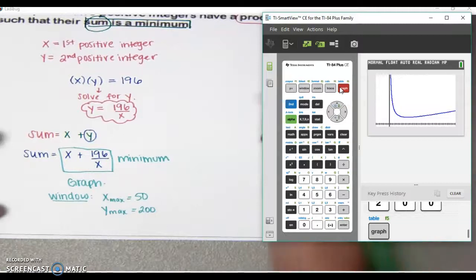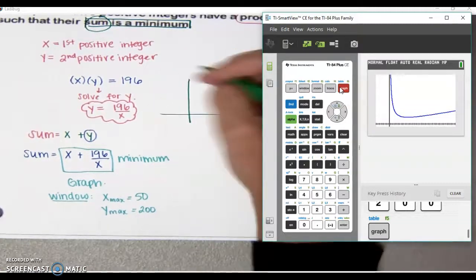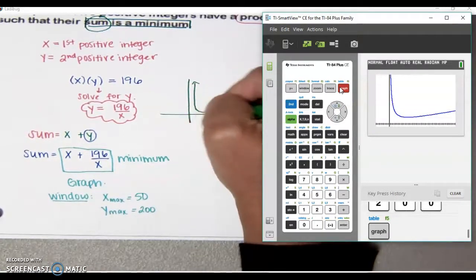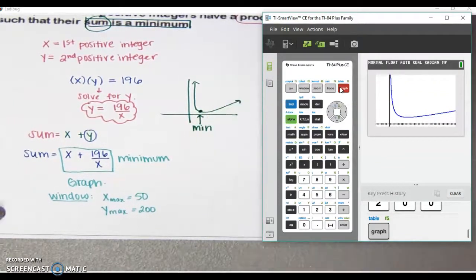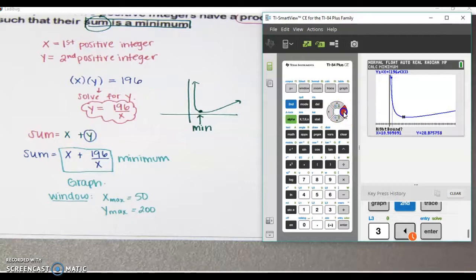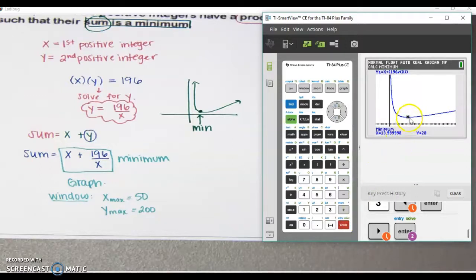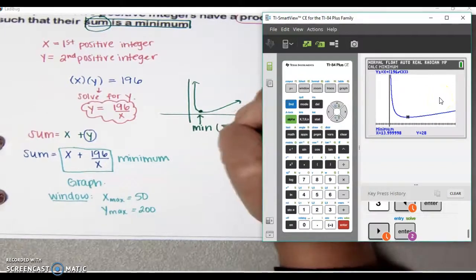So let's draw us a picture. Now there actually is more to this graph, but this is the only part that we need. So we need to find that minimum in there. So we're going to do second trace minimum, which is number 3. Now on the left side, make sure you put it up pretty far over here. So left side, and then right side, put over here. So you're going to hit enter and enter again. So it's saying that that smallest point there is at 13.999, so we'll round that to 14.